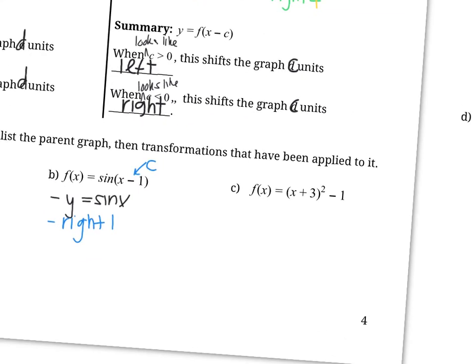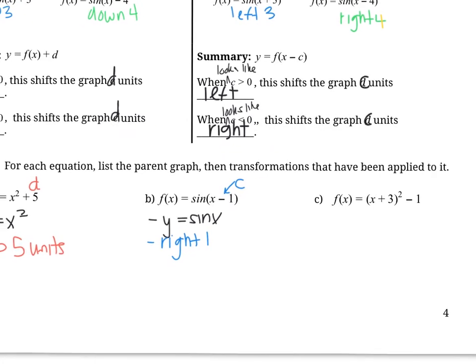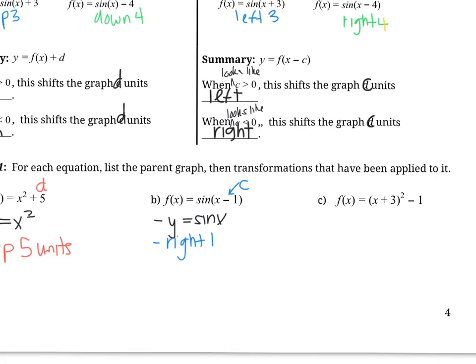Let's try another one. Can you figure this one out by yourself? If you think you can, pause the video. If you think you still need help, then stay with me. Now we have 2 numbers here. First, let's figure out what is the original graph. Well, I see a squared here. So this was originally x squared. So our original graph is y equals x squared. So we sketch that out first.